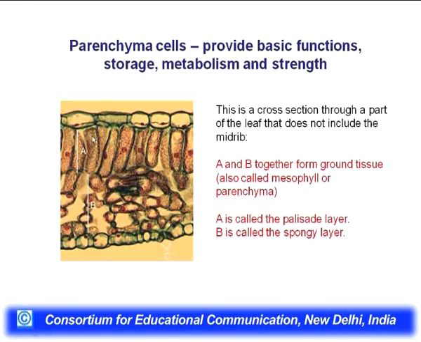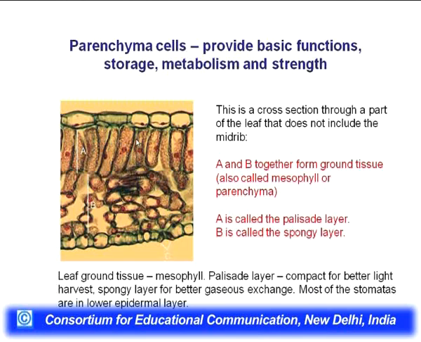So, these are the mesophyll cells. You have the spongy layer here and then the palisade layer. These are all parenchymatous cells, and these are the ground tissues of the parenchymatous cells. Even the epidermal cells, if you look, are also parenchymatous cells.